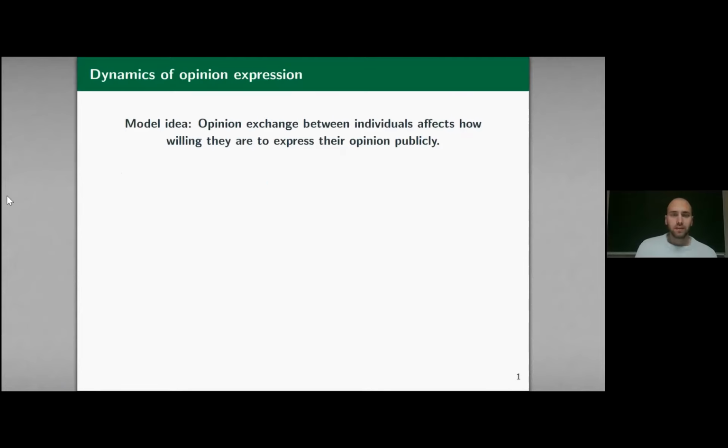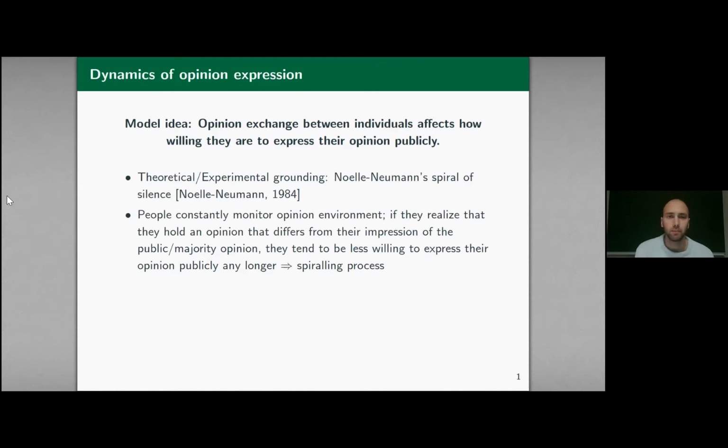I start off with a very simple model idea, which has been largely overlooked in opinion dynamics, namely that opinion exchange between individuals can affect how willing they are to express their opinion publicly in the future. This has some theoretical grounding, namely Elisabeth Noelle-Neumann's spiral of silence. In her theory of public opinion, Noelle-Neumann states that people constantly and mostly subconsciously monitor their opinion environment. In case they realize that they hold an opinion that differs from their impression of the majority opinion, especially for controversial topics, they tend to be less willing to express their opinion publicly any longer.